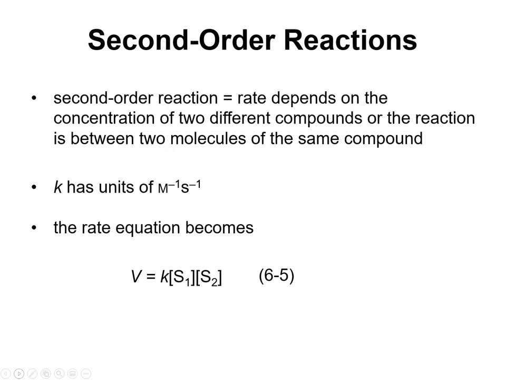A second order reaction depends on the concentrations of two different compounds, or it could be two molecules of the same compound, like you need two S's to make the product P. And the units that it has is per molar per second. So your rate equation becomes V, the velocity, is equal to K, which is that rate constant, times the concentration of each substrate. So S1 and S2.